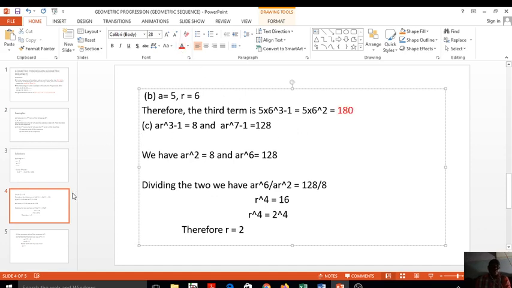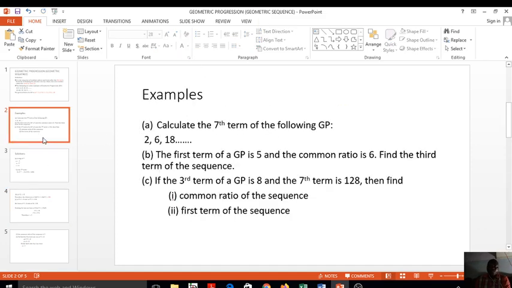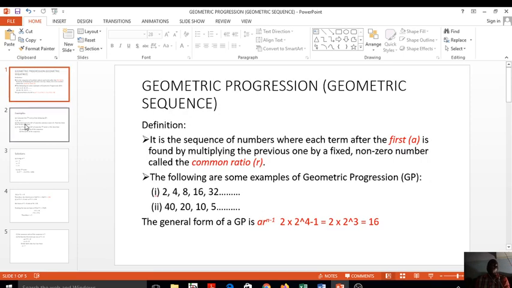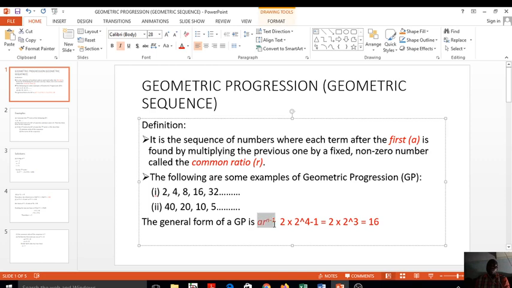Okay, next we have another question which says: if the third term of a GP is 8 and the seventh term is 128, then find the common ratio of the sequence. In this particular case, what you're supposed to do is quite easy as well. You still need to use the general form of geometric progression, which is the nth term, ar to the power n minus 1.